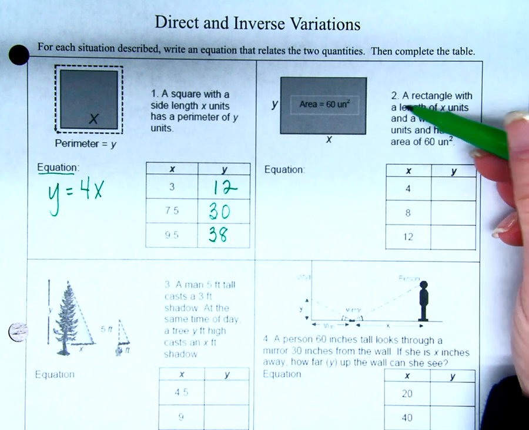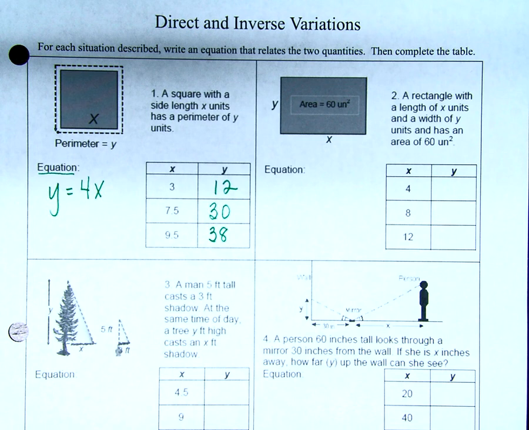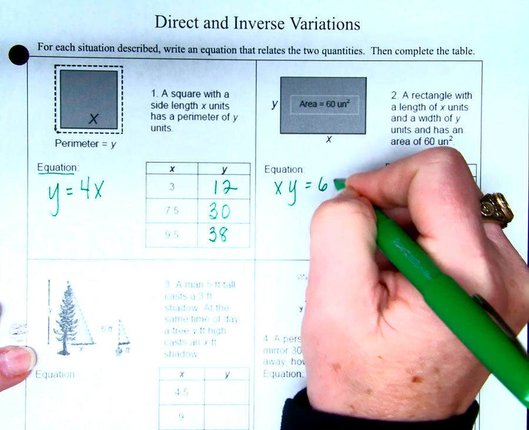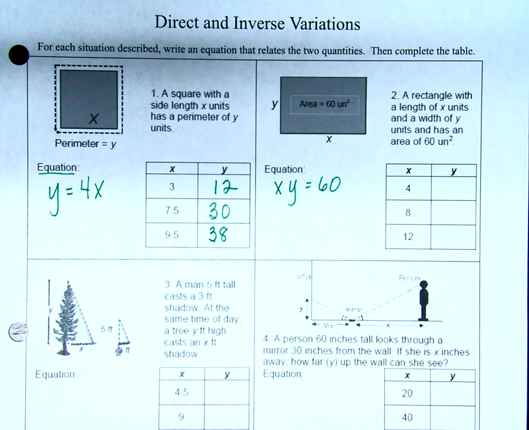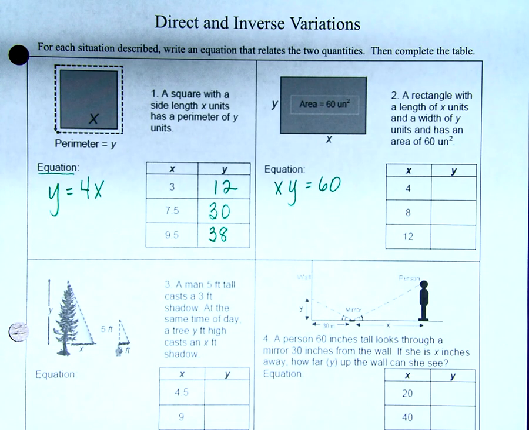A rectangle with a length of x units and a width of y units has an area of 60 units. What's our equation? x times y equals 60. Everybody agree with that? Two of us? Okay, excellent. But do we usually have our equations set up like this? How do we have our equations set up? y equals, right? What do I need to do to get this equation y equals?